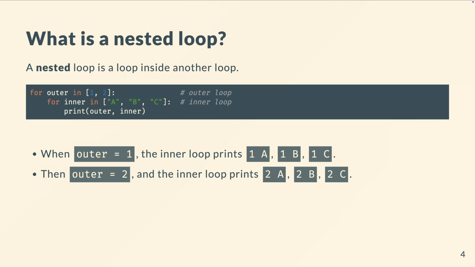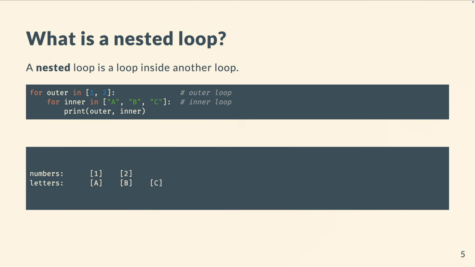Let's walk through the order. When outer is 1, the inner loop runs through A, B, C. So we print 1A, 1B, 1C. Then outer becomes 2. And the inner loop runs again: 2A, 2B, 2C. Key idea, the inner loop restarts for every outer step.